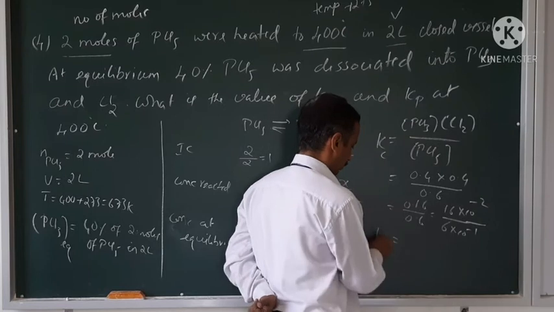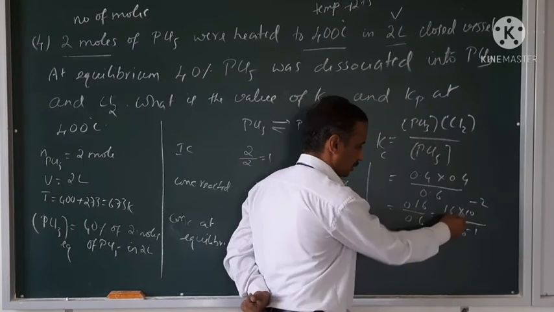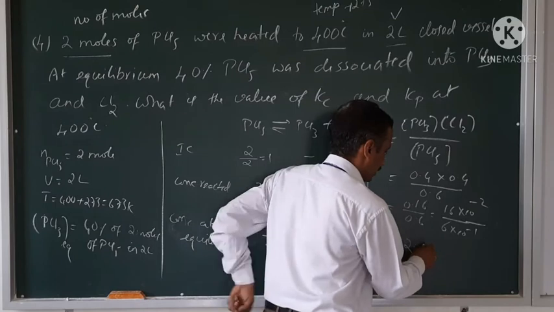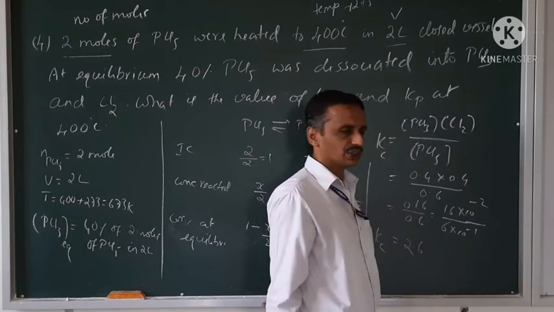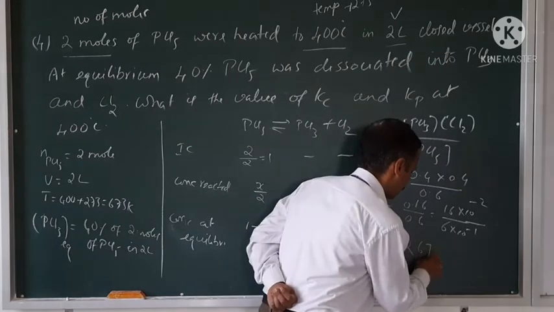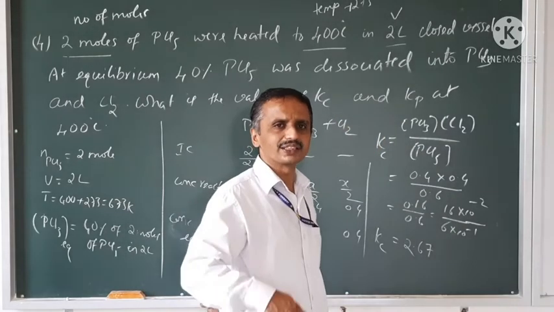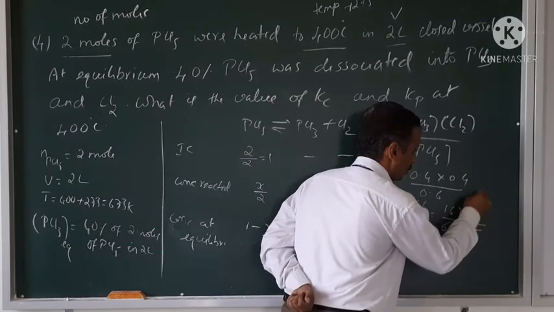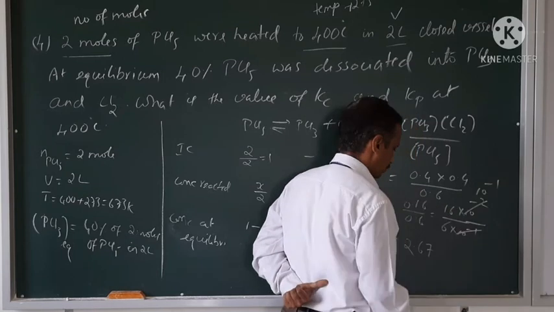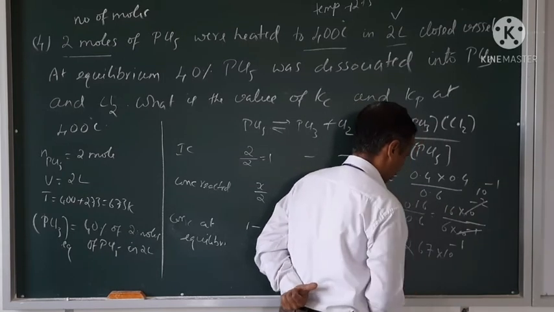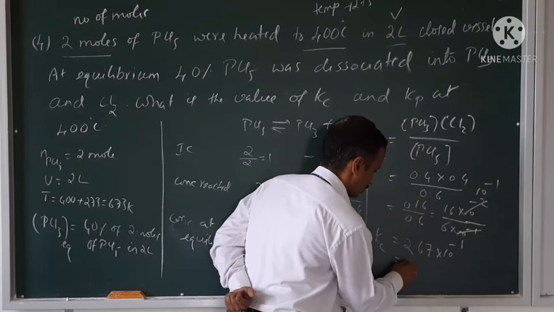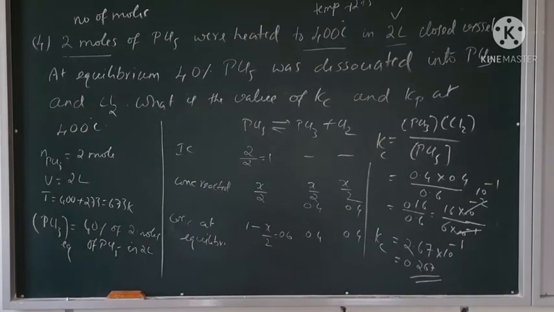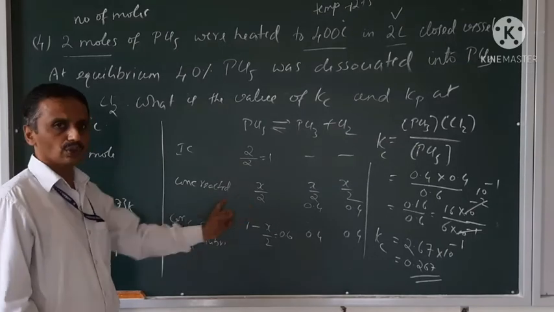So it is equal to 6 1s are 6, 6 2s are 12, 4 is remaining, 6 6s are 36, 4 remaining. So it becomes 2.6666, it repeats, so I write it as 2.67 into 10 to the power minus 1. The 10 to the power minus 1 doesn't get cancelled. Or this value I can write as 0.267. This is the answer. This is how to solve this problem.